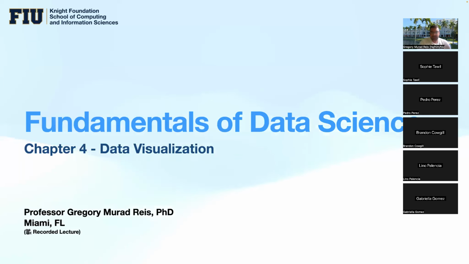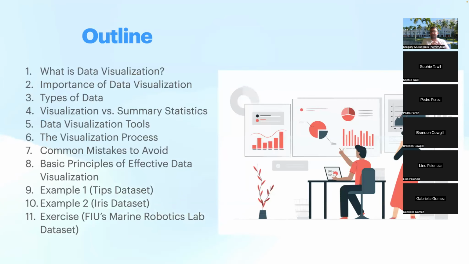Okay, awesome. So today we're going to see first what is data visualization, the importance, some types of data, the difference between visualizing the data and using statistics as we've been using so far, some tools, the visualization process, what are the steps to reach good visualization. I'm going to show you some common mistakes we make while we work in data science and how to fix them. I'm going to show you the errors, the mistakes in data visualization, and how to actually convey the message well, providing you some basic principles of effective data visualization. And then we're going to cover 2 examples, and there will be 1 exercise.